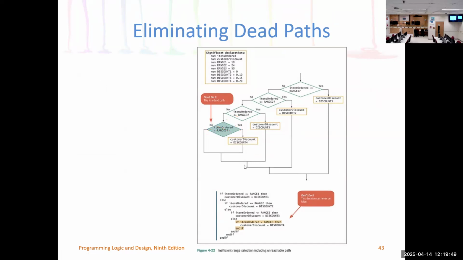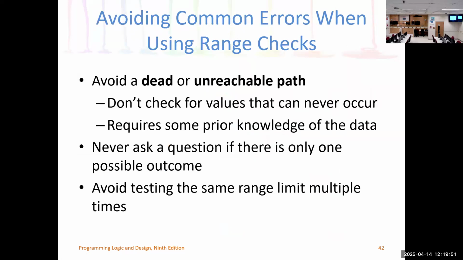Right? So avoid some mistakes in the code you work through here. Avoid dead or unreachable paths. What's that? Do not check for values that never ever occur here and require some prior knowledge of the data here.